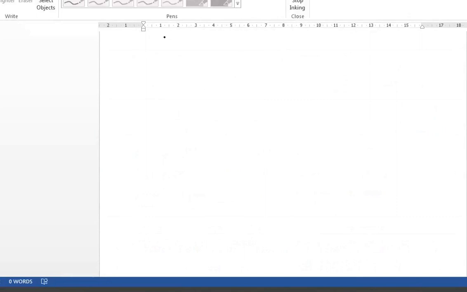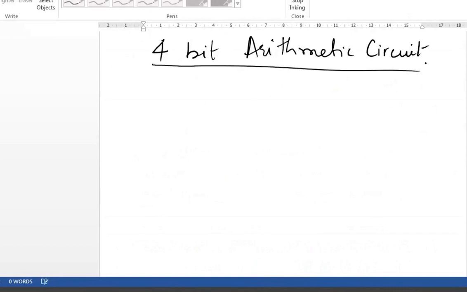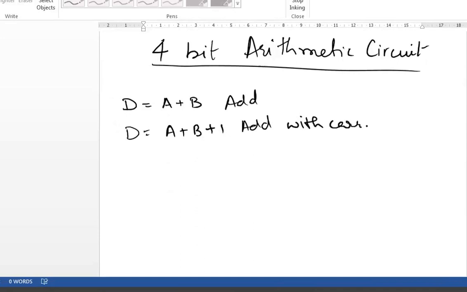For designing the circuit, what we are studying now is a 4-bit arithmetic circuit. We'll be implementing different operations using this circuit. Let me tell you in advance which operations. Suppose D is my output. First operation is D equals A plus B, normal addition. Then D equals A plus B plus 1, that is addition with carry. Next operation we want to perform is A plus B dash. That is subtraction, but this is with borrow. We did not add 1, so borrow will occur wherever needed, so that is A plus B dash.